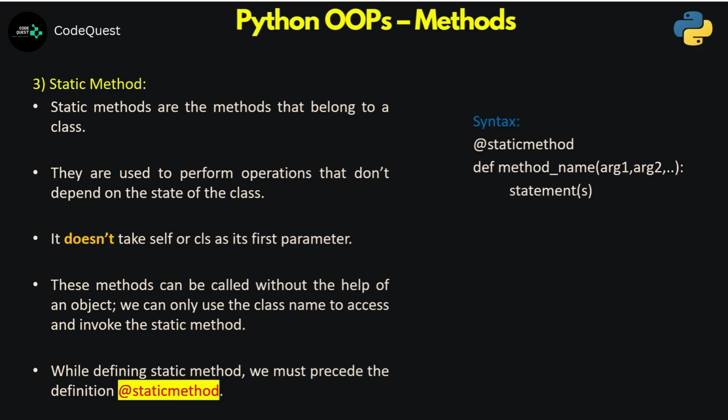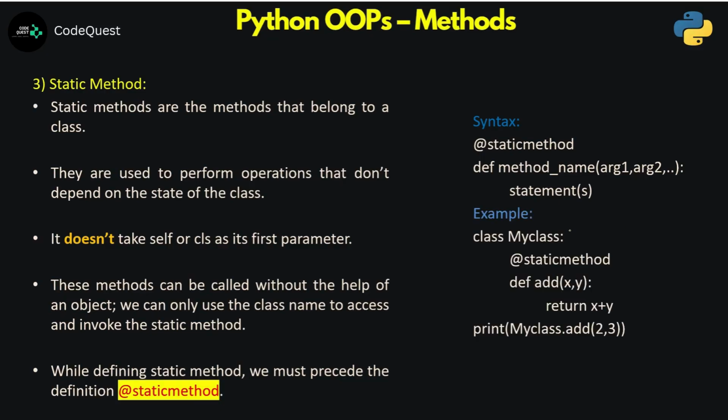Now let's look into the syntax. We started with @ followed by staticmethod. Once again, it is a single word, there is no space between static and method. And then of course we start defining the method, some method name. Here you can see that neither do I have any self available nor any cls available. Directly we have listed the arguments which are required here.